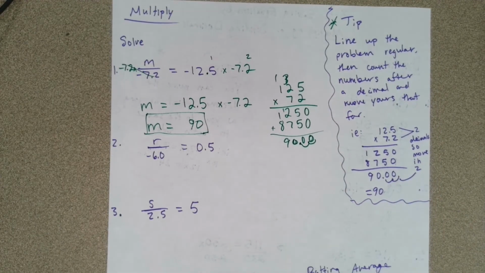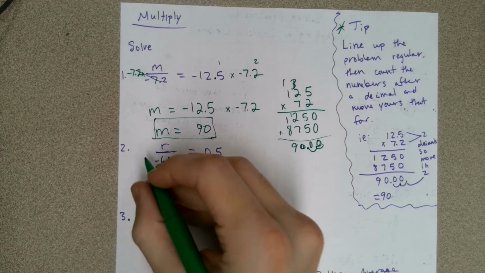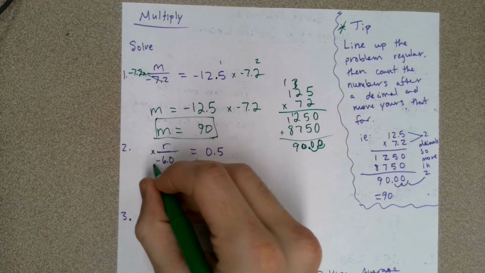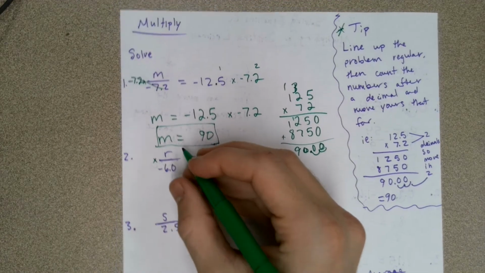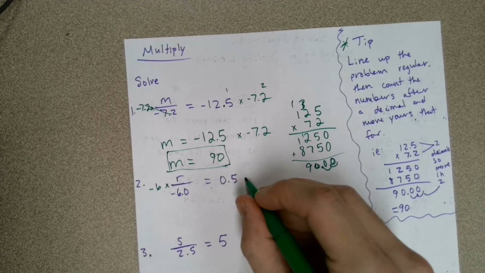All right, next one, we have r divided by negative 6 equals 0.55. To get rid of this negative, divide by negative 6, we're going to times by negative 6 on each side.